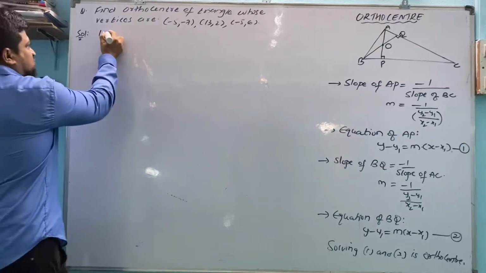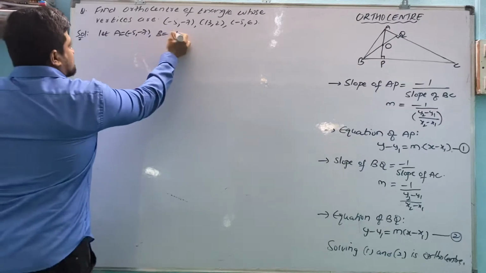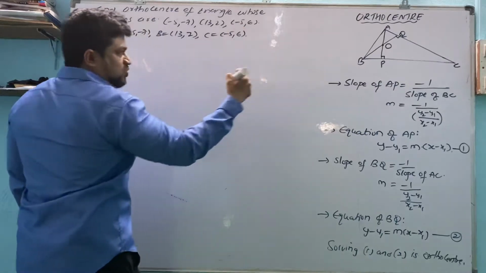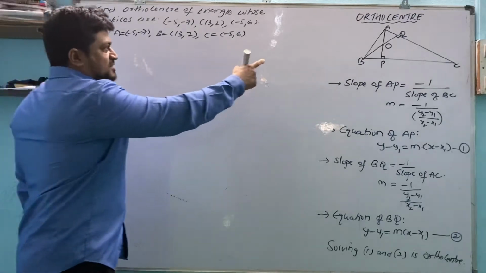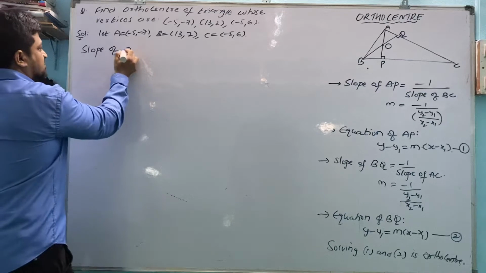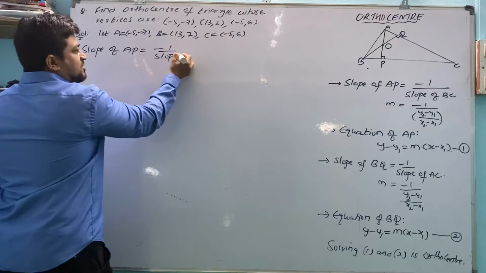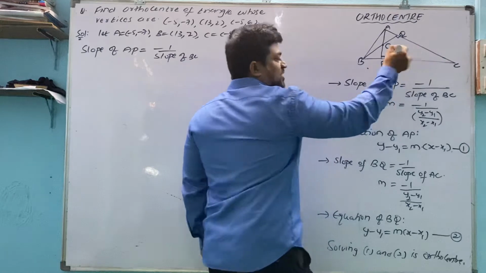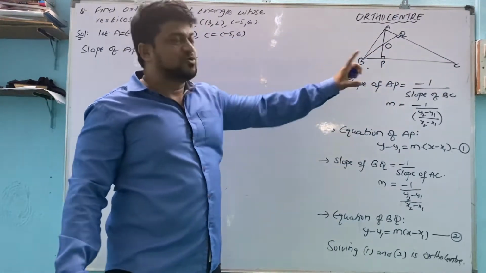First give names to the points. Let A be minus 5 comma minus 7, B equals 13 comma 2, and C equals minus 5 comma 6. The first step is the slope of AP. Draw one triangle, then check AP. What is the formula for the slope of AP? Minus 1 by the slope of BC. Why? Because AP and BC are perpendicular. Whenever we find the slope of a perpendicular line, it is minus 1 by the slope of the opposite line.